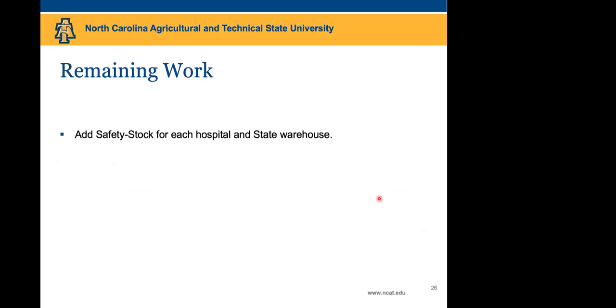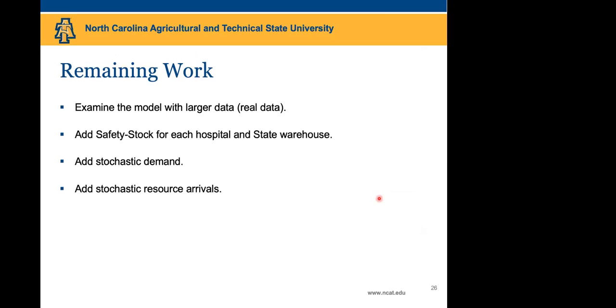For remaining work, we have to add safety stock for each hospital and state warehouse. We will examine the model with larger, real data and see what happens. We will add stochastic demand and stochastic resource arrival, and study the hospitals' coordination. These are things we're thinking about now, and if time doesn't serve us, we might do it in future work. We need to see how private and public hospitals coordinate with each other, with the government and with the state, and how this coordination, or lack of it, affects the model.